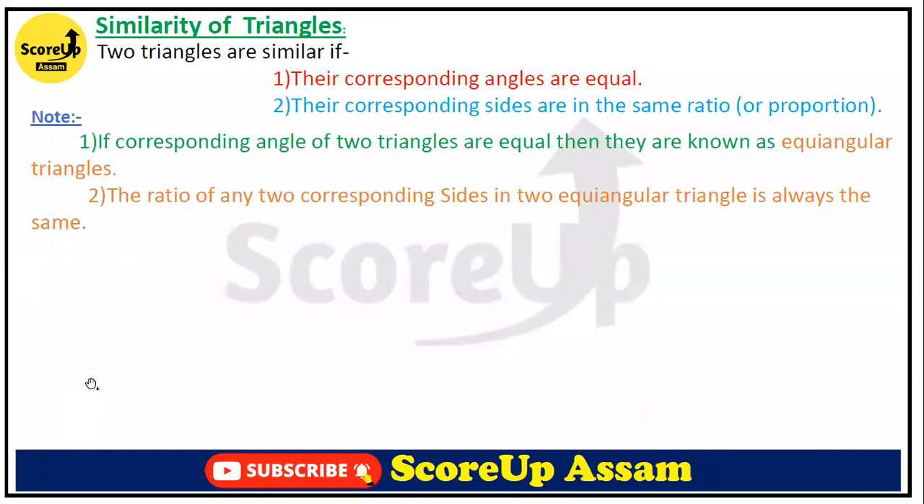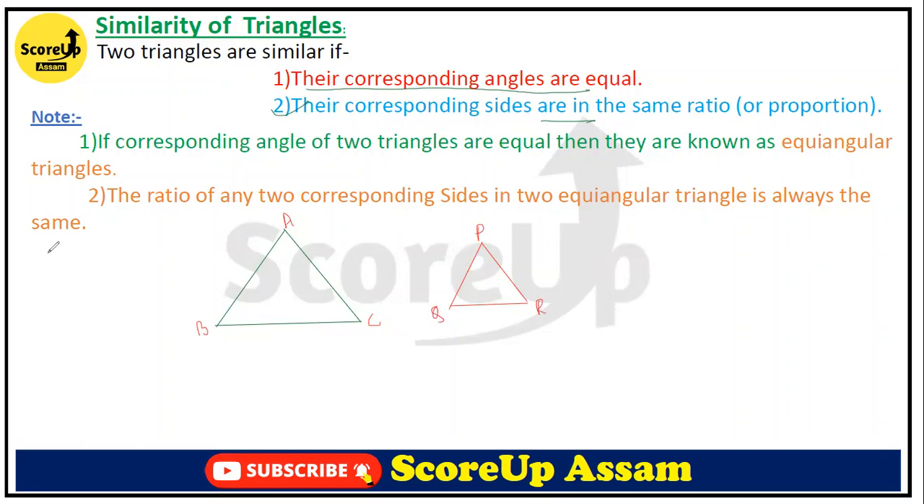And this is similarity of triangles. What is the criteria for two triangles to be similar? The criteria for two triangles to be similar is that corresponding angles are equal and the corresponding sides are in the same ratio. Okay, suppose this is one triangle with three sides, and this is another triangle. These are the two triangles, and this is A, this is B, this is C, this is P, this is Q, this is R.